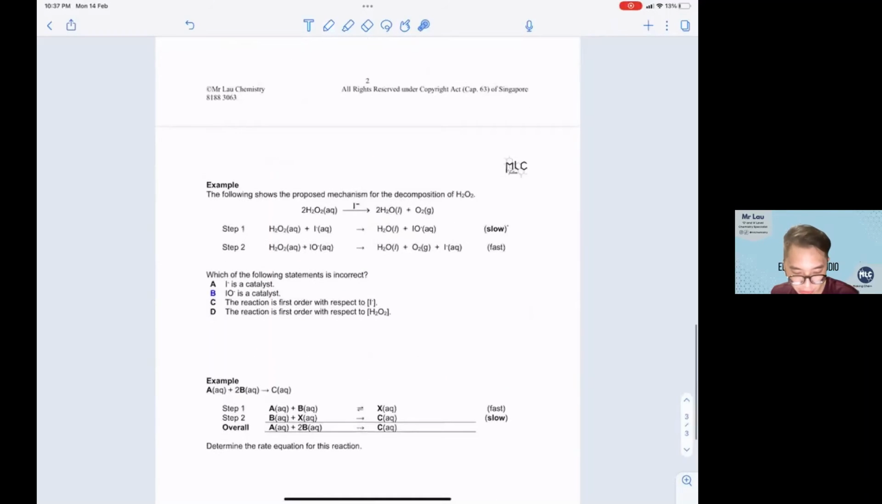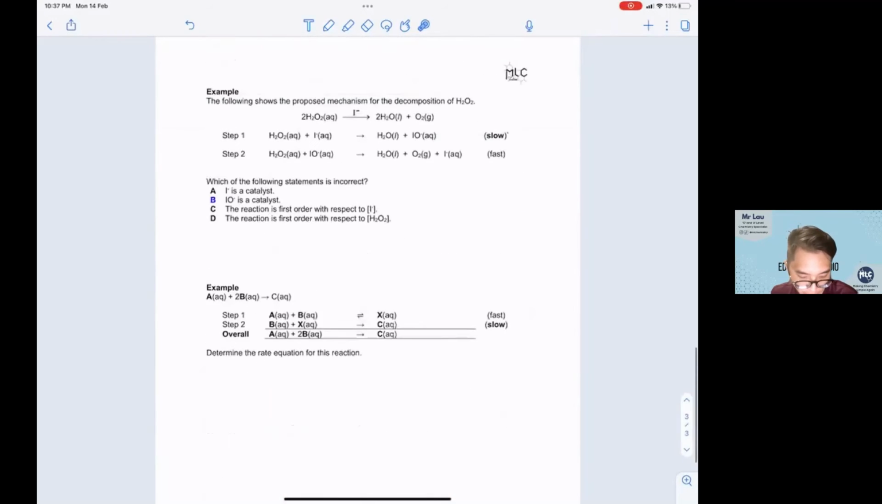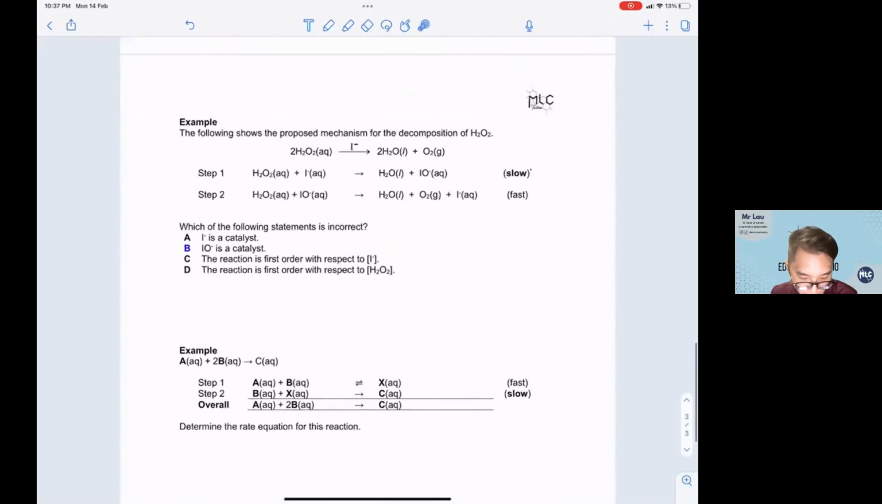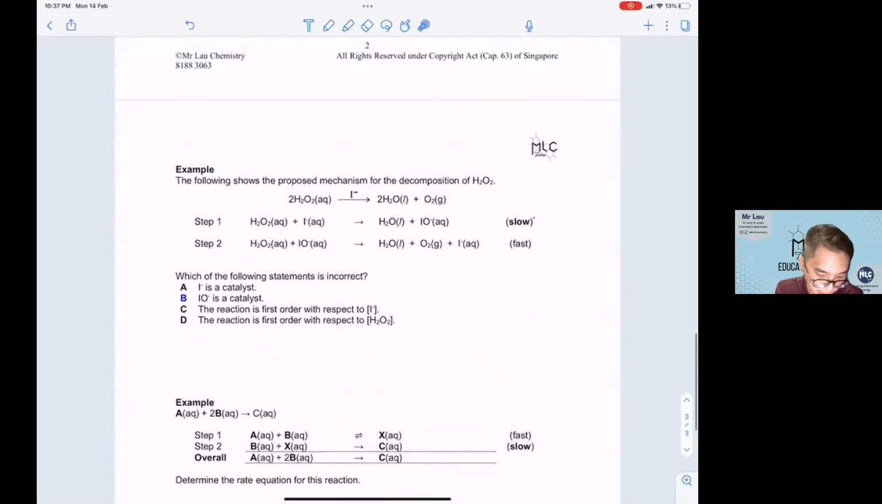Now let's look at how to deal with cases where your slow step is the second step. Let's look at some other examples first. So for example, in this equation, this is the overall equation. Your slow step is in the first step. So therefore, your rate equation will definitely be rate equals k[H2O2][I-], first order with respect to both.